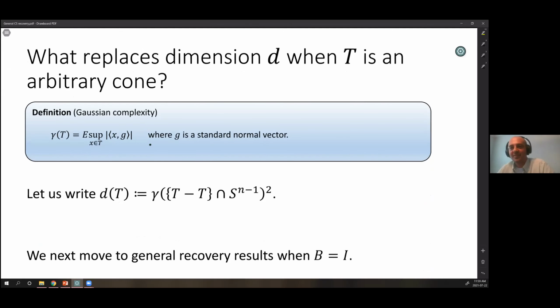All right. So now, if we want to move beyond subspace, and this goes to that question, Gaussian mean width, what replaces d when T is an arbitrary cone? Here, I'm going to use a variation on Gaussian mean width, Gaussian complexity, which is just, given a set, the expected supremum over x in that set of the inner product of x with g, where g is a Gaussian vector, with an absolute value. This is a very well-known quantity, which I won't give much intuition for, but you could certainly read about it in Vershynin's book. And we'll write d(T) as the Gaussian complexity of T minus T intersect the sphere, squared.